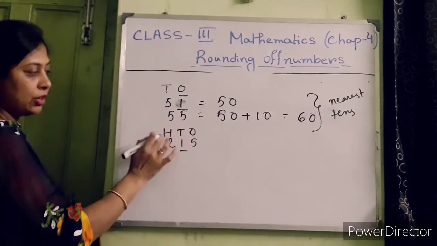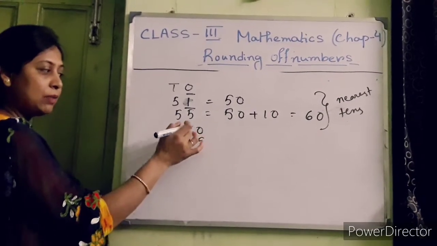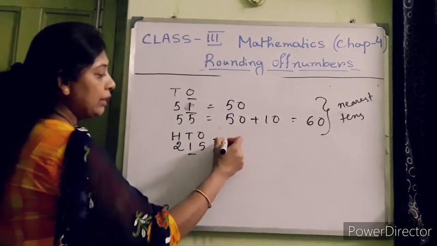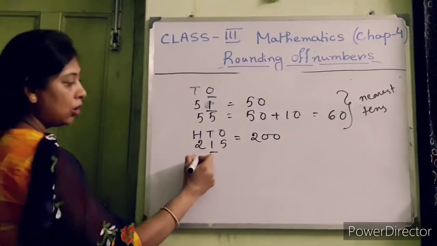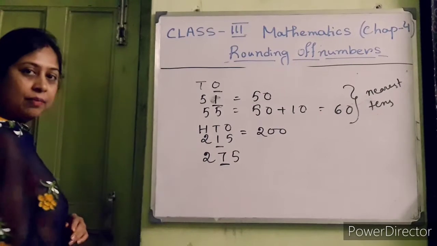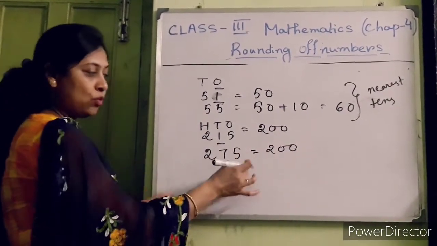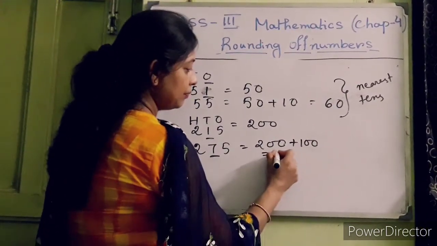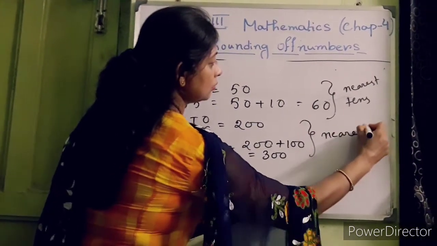Now for nearest 100, you have to observe which digit is present in the 10 place. Here 1 is present in the 10 place, 1 is less than 5. So you have to put 0 in the tens and 1 place. So your answer will be 200. Or if it is 5 or more than 5, first you have to put 0 in the tens and 1 place. After that you will add 100. So you will get your answer 300 for nearest 100.